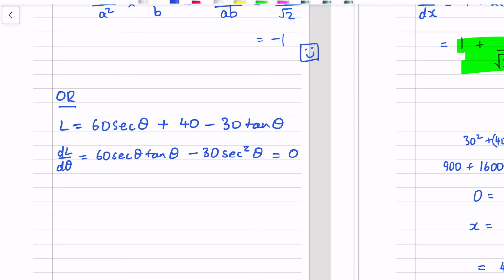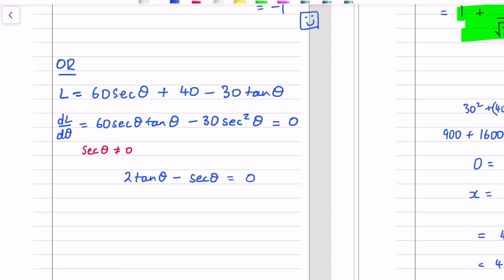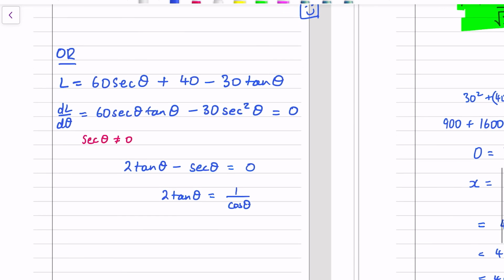You can divide everything through by 30, and we can also divide by sec theta, because sec theta is never 0. Sec theta doesn't equal 0, so we divide out that stuff, and we end up with 2 tan theta minus sec theta equals 0, or 2 tan theta equals 1 over cos theta. Tan is sine over cos.